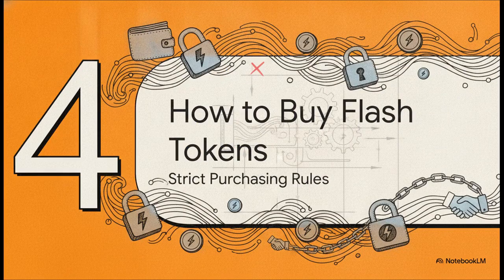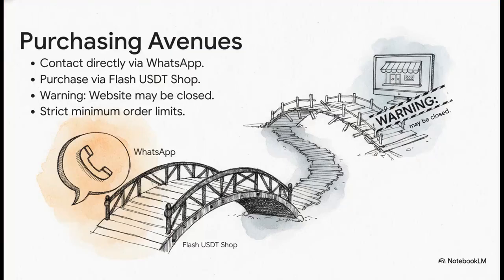Finally, Section 4, how to buy Flash tokens, and the surprisingly strict purchasing rules he lays out. Having laid out his alleged proof and the exact utility of this product, the creator pivots straight to his strict business rules for actually getting your hands on these tokens. He gives two main avenues. The primary method is just contacting him directly via a WhatsApp number he provides. The secondary method is through a dedicated website called the Flash USDT shop. But interestingly, he casually drops a warning that he might just shut the website down at any moment, depending entirely on his own mood. This subtly pushes viewers toward that direct and arguably less formal WhatsApp communication route.